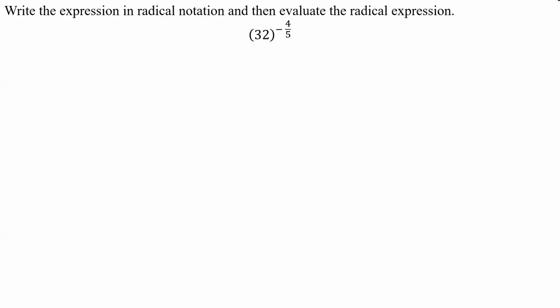All right, so here we're supposed to write the expression in radical notation and then evaluate the radical expression. First things first, that's going to be 1 over 32 to the 4/5. So we make the negative a positive by taking it to the denominator. Now we're going to have the fifth root of 32 all to the fourth power, and that's in the denominator.